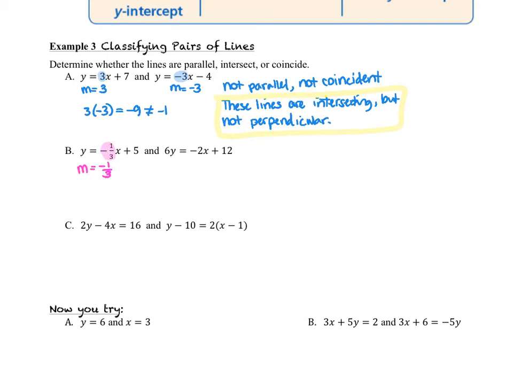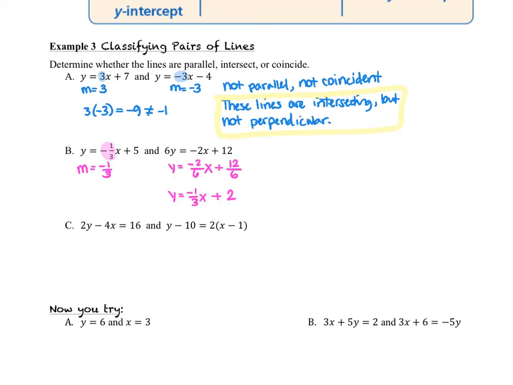The other line is not so convenient to us because it isn't solved for y equals. So we're going to need to rearrange it. We really just need to divide both sides by 6 so that we can have it in slope-intercept form.